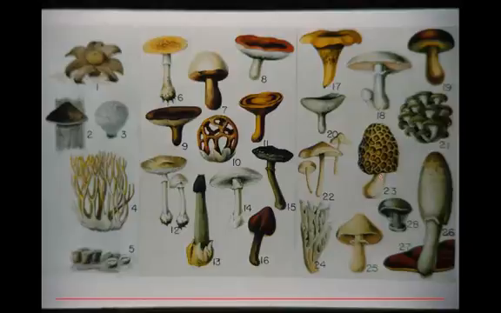This is just some paintings of different fruiting bodies. Here's an earth star. These occur sometimes in my backyard. Here's a conch, which is growing on wood. Here's a coral fungus. Here's a puffball.